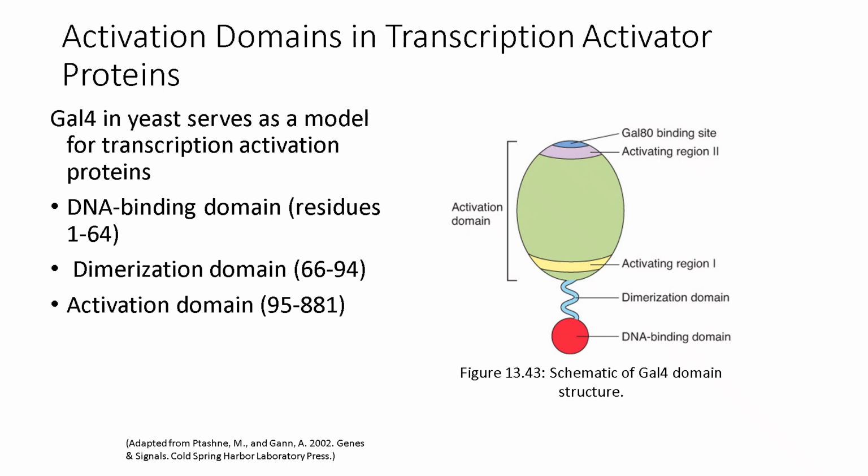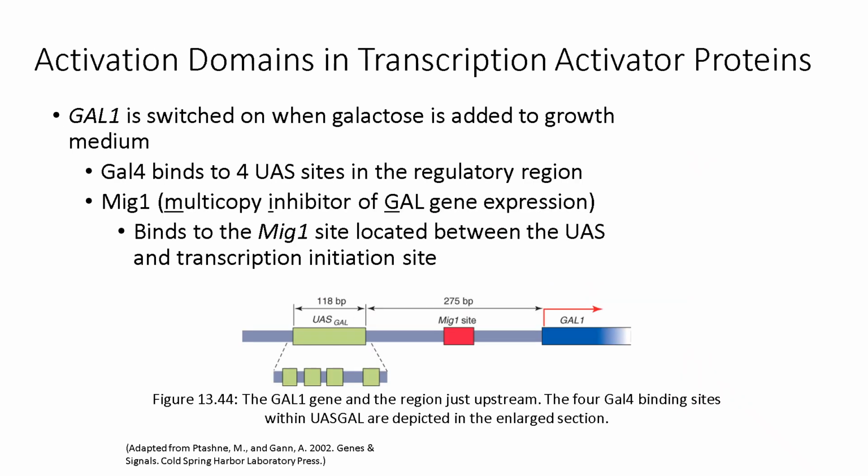power of domain-specific regulation. The GAL1 gene is induced when galactose is present. Gal4 binds 4 UAS sequences upstream of the gene. However, repression occurs through MIG1, a transcriptional repressor that binds between the UAS and the transcription start site, blocking transcription in the presence of glucose. This dual regulation ensures yeast only express GAL1 when galactose is available and glucose is not.